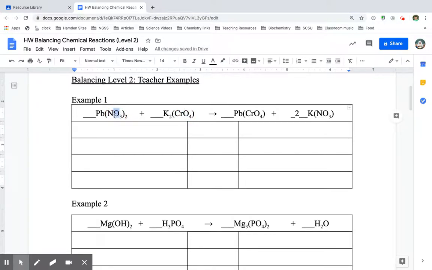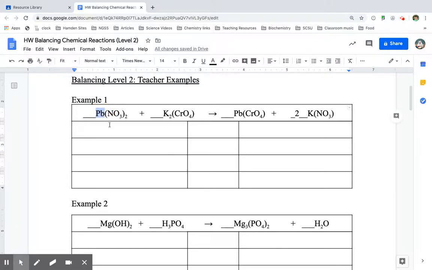But if you remember from the last level 1 balancing, every time we did a combustion reaction, oxygens were in 2 places. So now we have oxygens all over the place. Ugh, how to make this easier? Well, notice how these ones are in parentheses. These parentheses are going to tell you that you're going to treat them as families. Treat them as families.